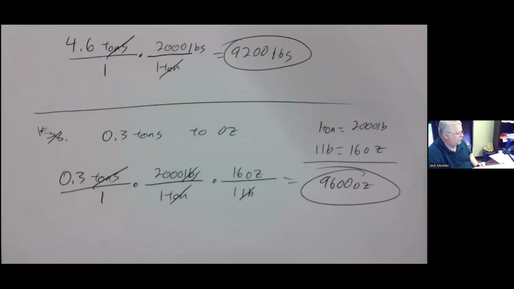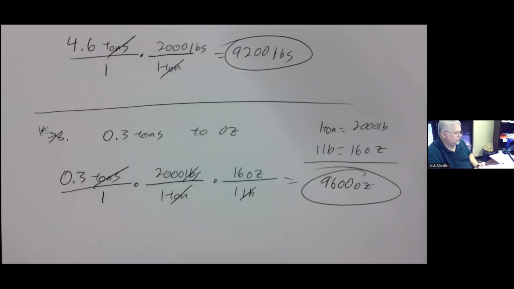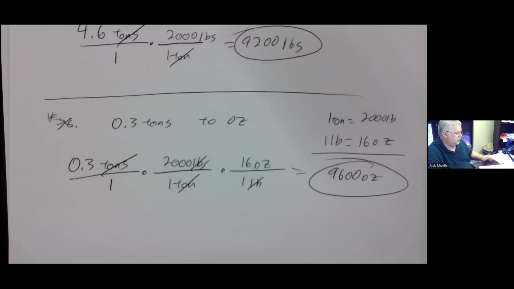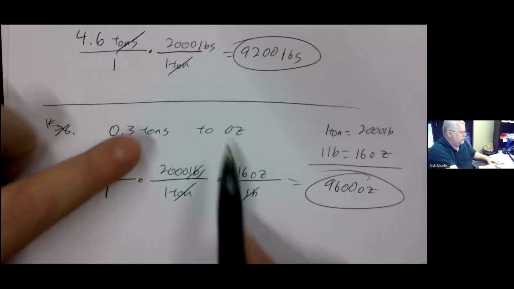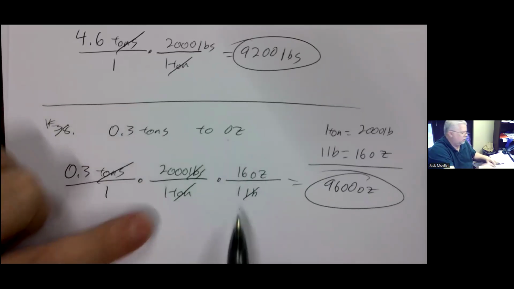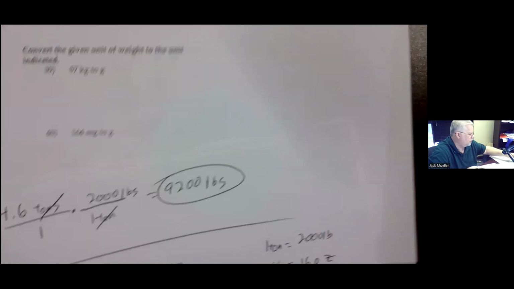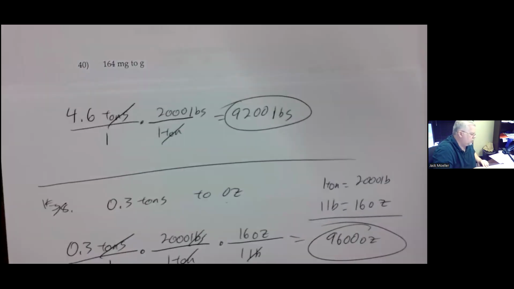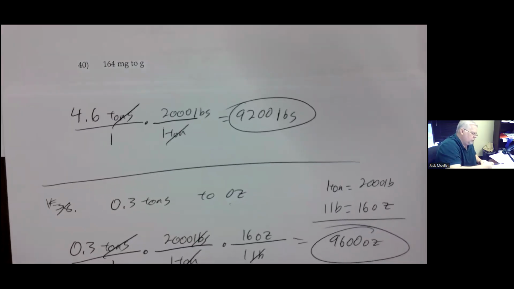We definitely did more 2 and 3 step conversions in 9.1 than we did in 9.2, or which we'll do in 9.3. It's just if you don't have a direct conversion, that's when you're going to need more than one conversion fraction. Yeah. Let's do some metric problems. How about 164 milligrams to infinite?